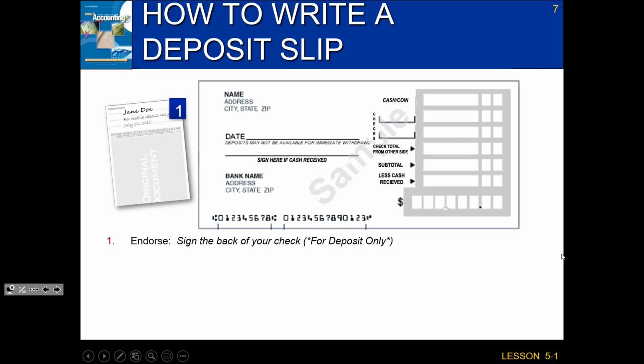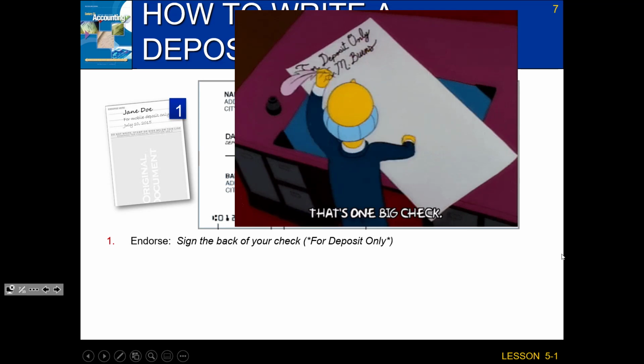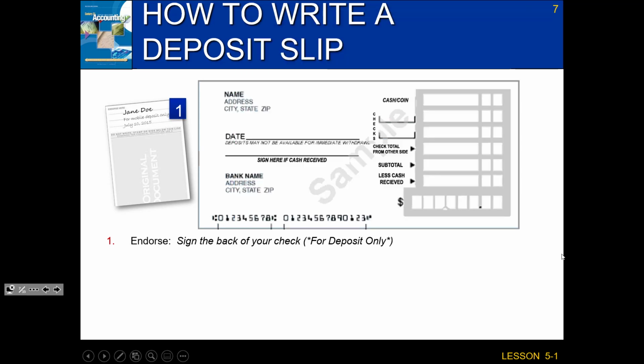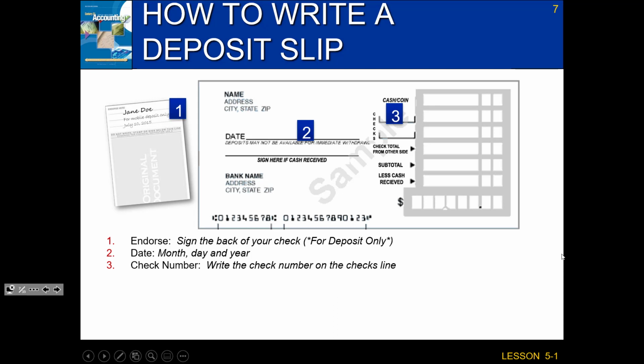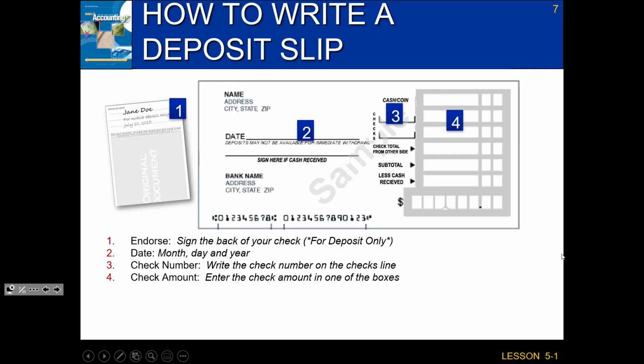Once we have endorsed or signed the back of your check using that restrictive endorsement of "for deposit only," we're going to fill out the deposit slip. This is an example of a deposit slip you would see for your personal checking account or potentially a bank, and we will just walk straight through it. You'll start by doing the date, and we're going to want to have the month, the day, and the year. Then you're going to put in the check number of the check that you're depositing on this little line that says checks.